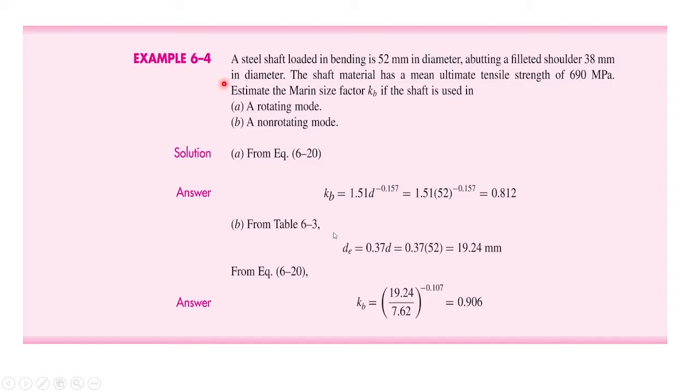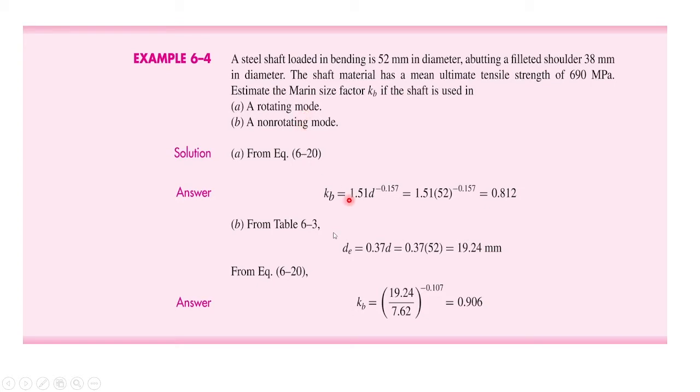Okay, let's take an example for calculating kb. A steel shaft loaded in bending is 52 millimeter in diameter, abutting a filleted shoulder of 38. يعني عندي one shaft with two diameters 52 to 38 وبينهم في fillet. The shaft material has a mean ultimate tensile strength of 690 megapascal. Estimate the marine size factor Kb if the shaft is rotating or non-rotating.